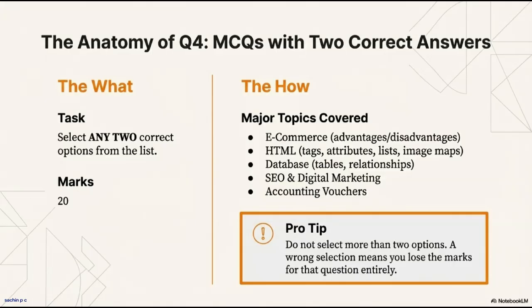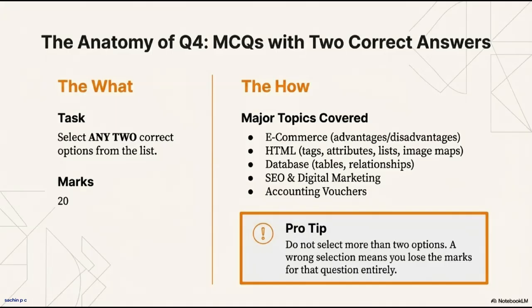And the stakes aren't just about gaining points, but the penalties. The guide really stresses this rule. Don't select more than 2. Wrong selection equals marks lost. Which means you need genuine confidence, no guesswork. No guessing allowed. And that precision continues in Q5.